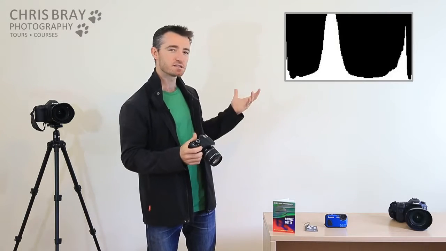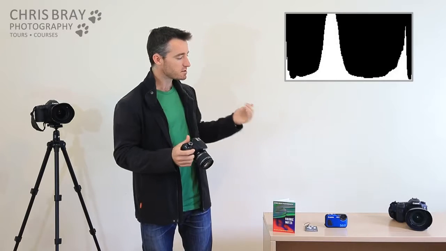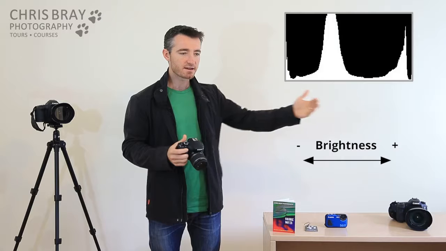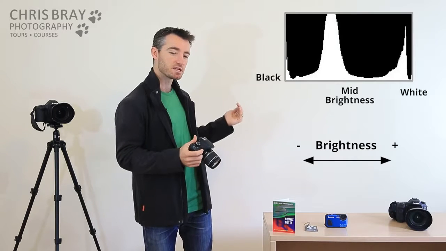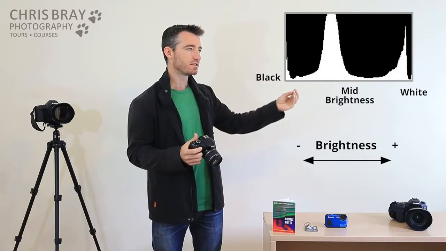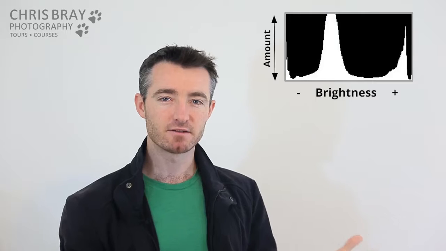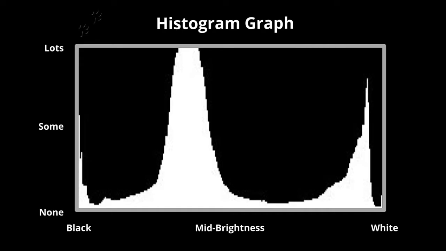A spike on the left-hand side of the graph doesn't have anything to do with the left-hand side of your picture or anything like that. It's an overall brightness scale. So going across the bottom, that's your brightness. Going further to the right is getting brighter, and coming back this way to the left is getting darker. So pure black is at this end on the left, and pure white is at the far right-hand end. And the height of the graph at any point is just the amount of that particular brightness you have in your image overall. So we can look at this one and say, well, how much black does this photo have?